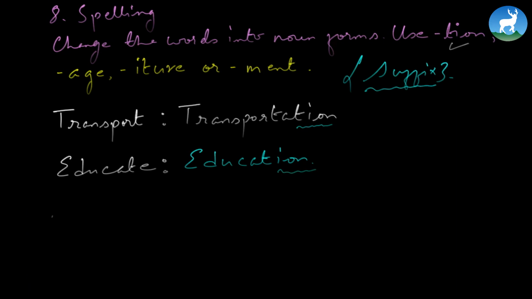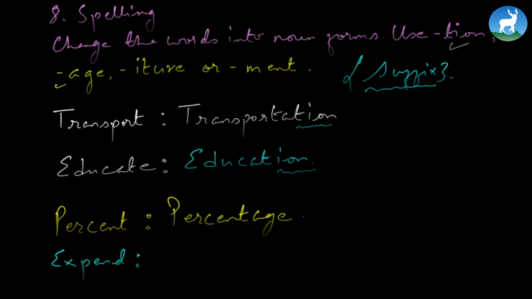And again we have percent, PERCENT, to change to its noun form. PER, remember the option available, AGE. So percent, now its suffix is AGE, that makes it percentage. And I know very well that it's a very simple exercise, and you can very well do it. Expend, figure it out. Is it going to be expansion? Is it going to be expendage? Or is it going to be expenditure or expendment?